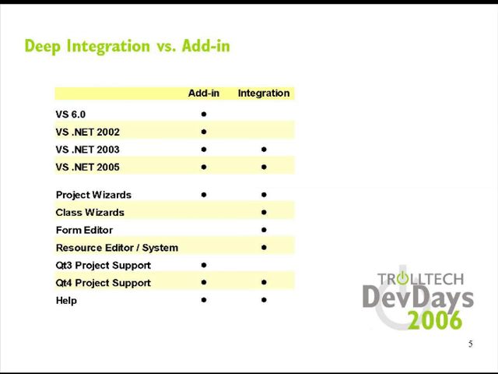The main difference between an add-in and an integration from the user's perspective is that the add-in does not have an integrated form editor. The add-in works like the add-in in Qt3. It has a button which launches the external Designer. Whereas in the integration, we embed the form designer inside Visual Studio, so it looks like we have a WinForms designer, for example. Another difference is the resource editor. It's also not included in the add-in. It's only in the integration.